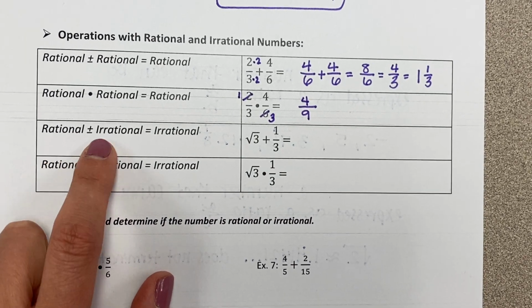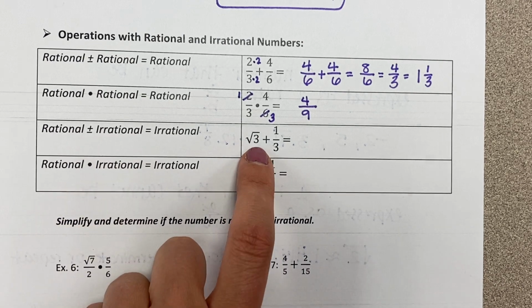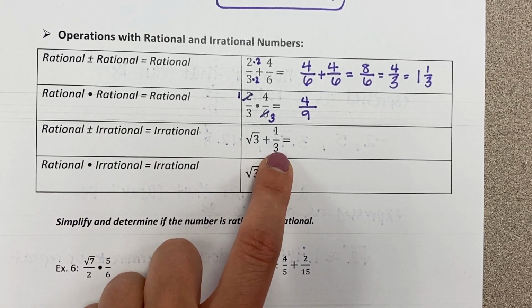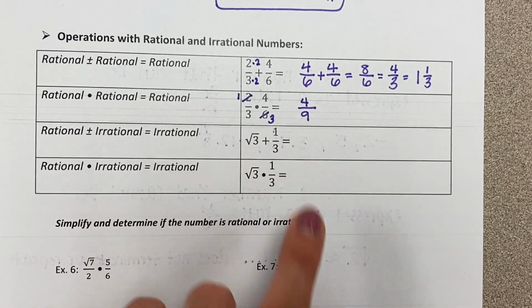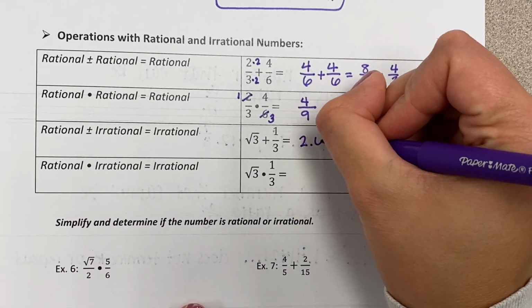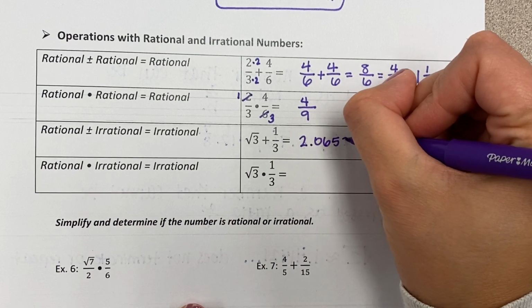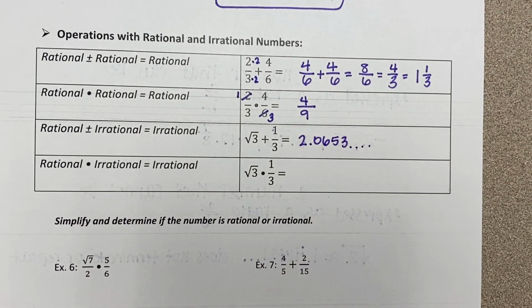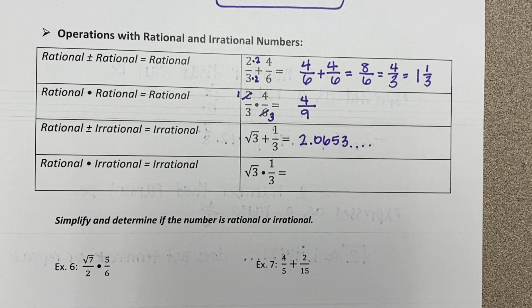If you take a rational, add or subtract an irrational, here's our irrational, here's our rational. If you add them together, you should get an irrational number. You would use your calculator for this one, and you would get a decimal that keeps going and going and going without a pattern. So that is true, it's irrational.